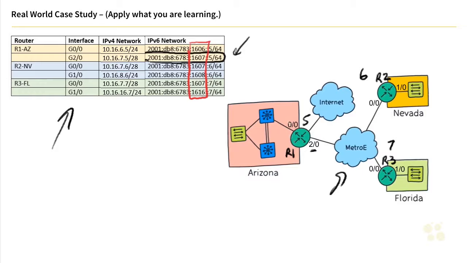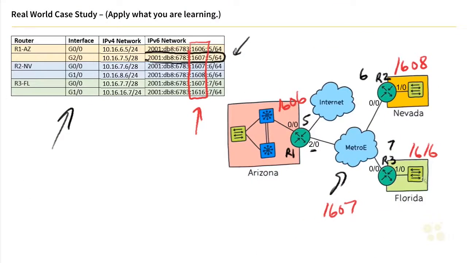Over here off of R1, we have the 1606 network. Over here off of Nevada, we've got the 1608 network. Over here off of Florida, off of its gig 1/0 interface, we have the 1616 network. And then the Metro Ethernet that's connecting them all together, for that one, they're using 1607. Again, referring to this section of the IPv6 address.